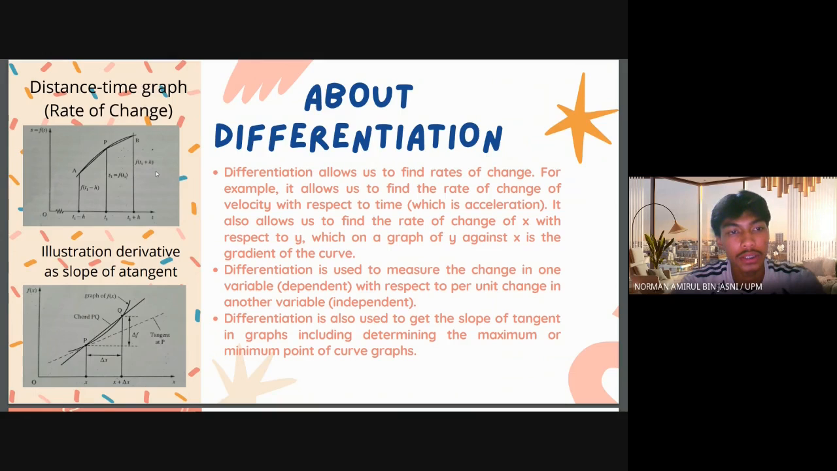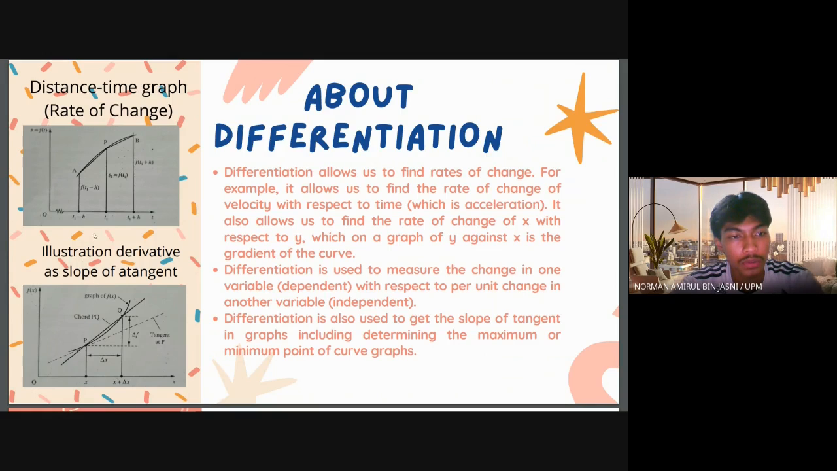This is the distance time graph that is used to find rate of change of the time. So the x-axis is t and the y-axis is f(t). That is s. What is s? s is distance. Then t is time. So this is the graph.